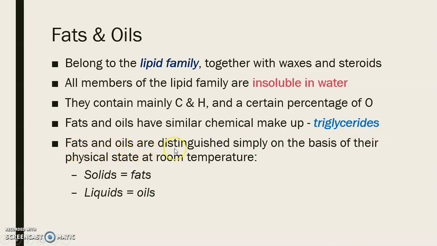Fats and oils are distinguished simply on the basis of their physical state at room temperature. So if you are solid at room temperature, you're fat. If you are liquid at room temperature, then you're oil. For example, coconut oil: you'll notice that in summer, your bottle of coconut oil at home will be oil, right? But in winter, if you look at it, it's probably a bottle of fat.